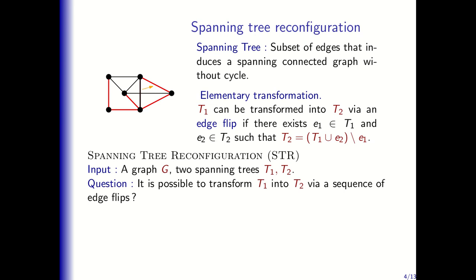Okay, and so you can ask the question, given a graph and two spanning trees, is it possible to transform the first one into the second one via a sequence of edge flips? And the answer is yes, and the reason is pretty simple.